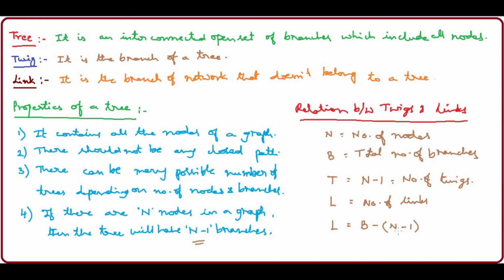We know that a graph has capital B total branches, and we have to remove some branches and keep some branches for the tree. The branches kept for the tree are called twigs, and the removed branches are called links. Now, what is the number of links? Number of links capital L is equal to capital B minus the number of twigs, that is, capital B minus (N minus 1), where N is the number of nodes. Simple concept.